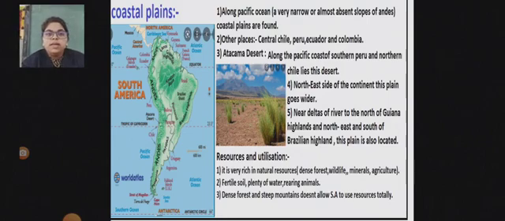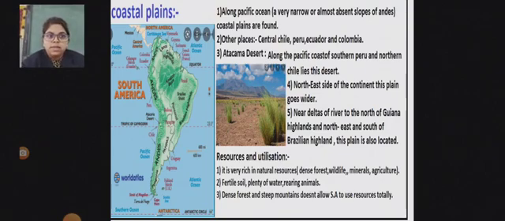Let's move on to the next topic, which is coastal plains. Talking about the location of the coastal plain area, it is actually very narrow, or you can say almost absent, along the slopes of Andes. Along that only you can find the coastal plain area. Now, other than along the Pacific Ocean, there are other places also where the coastal plains lie in South America. So what are the places?